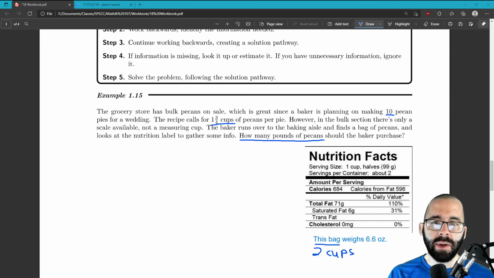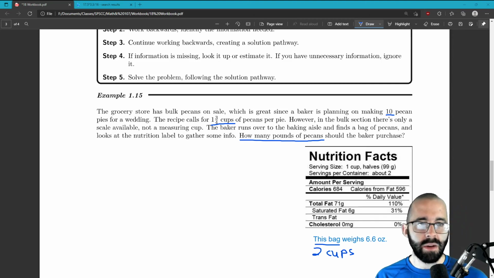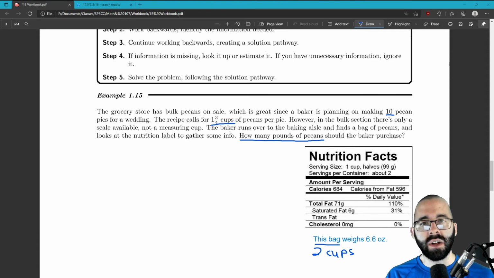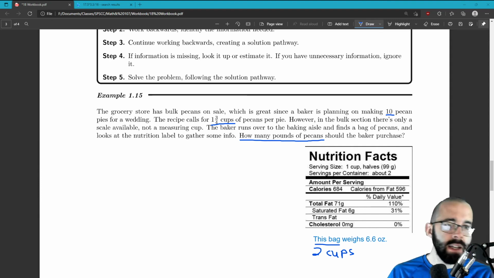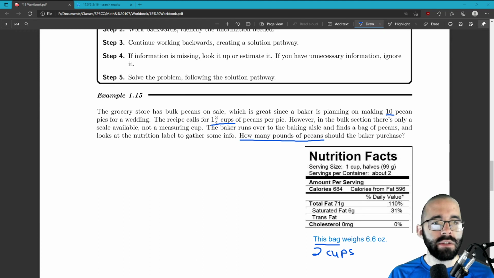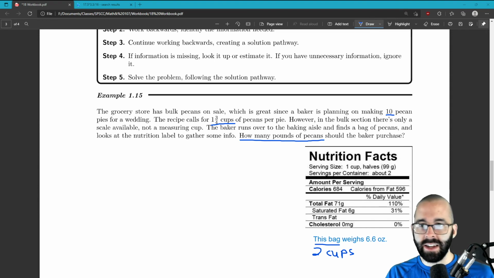The grocery store has bulk pecans on sale, which is great since a baker is planning on making 10 pecan pies. The recipe calls for 1 3/4 cups of pecans per pie. Yes, we used that information to figure out how many cups of pecans we needed. In the bulk section, there's only a scale, not a measuring cup, so we need the weight. We can't just measure the cups. The baker runs over to the baking aisle and finds a bag. We're not buying the bag, we're just borrowing it. And looks at nutritional label to gather some info. We need to figure out how many pounds of pecans, so we went and weighed it. Found this out. Yep, looks like we did the problem correctly.